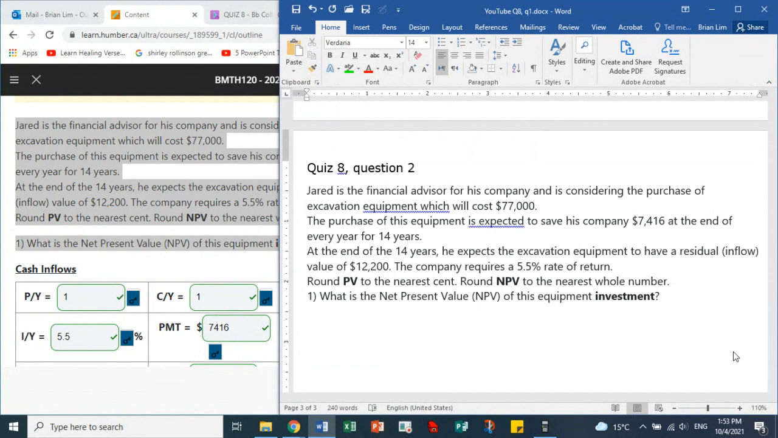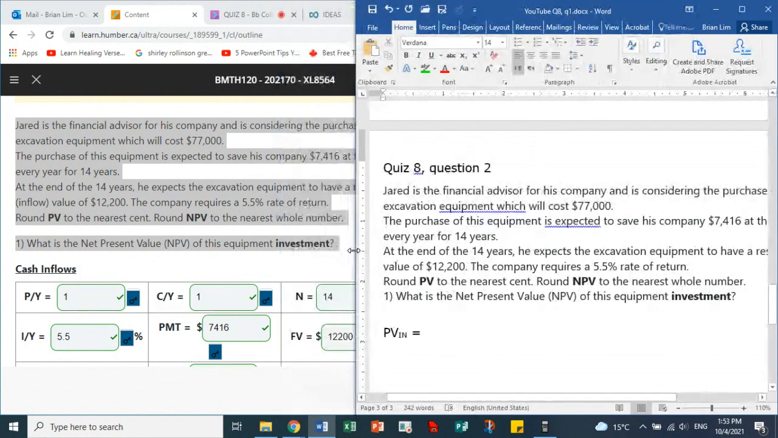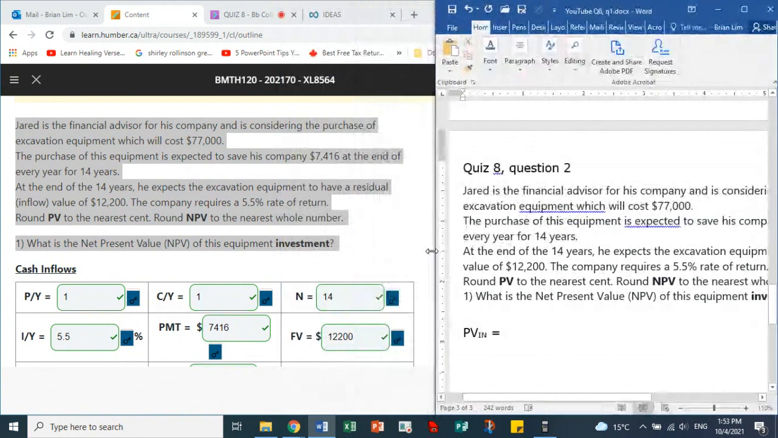Okay, so the net present value of this equipment. Okay, what we did was what? Well, we found a PV. We found the PV in. Is that right? Yes, it is correct. That is what we found. And PV in was equal to, where is that number? It's somewhere hiding behind there. Is it? No, it's down below.